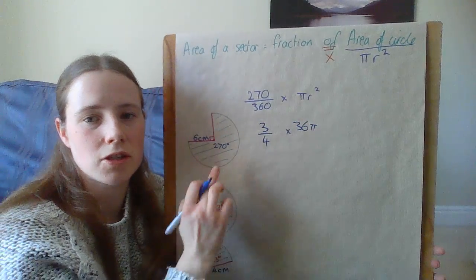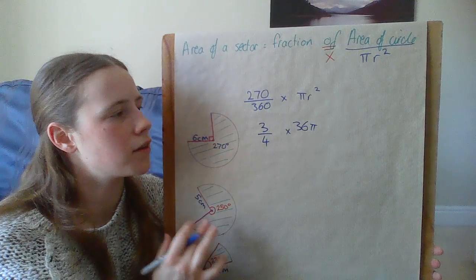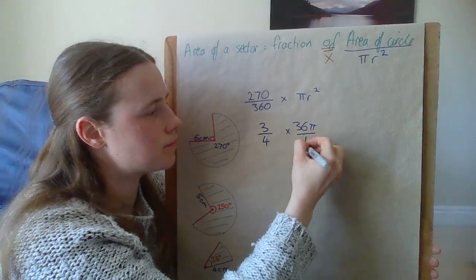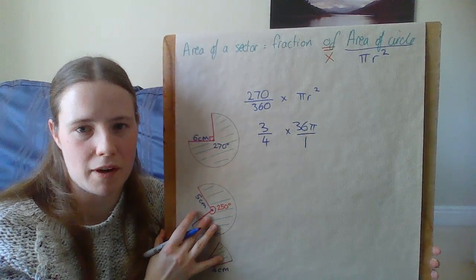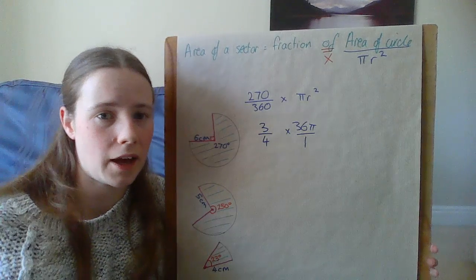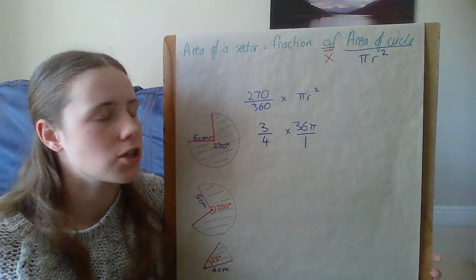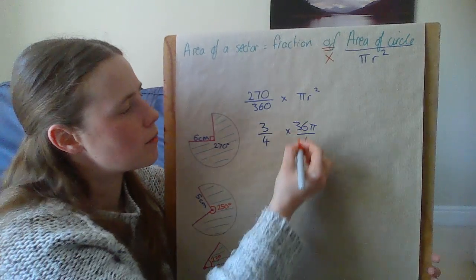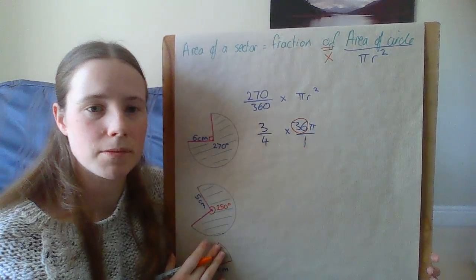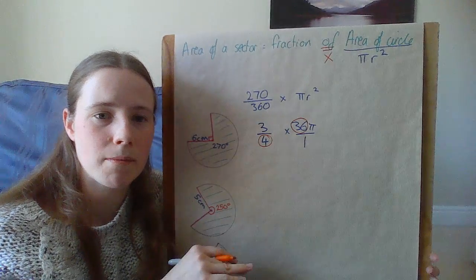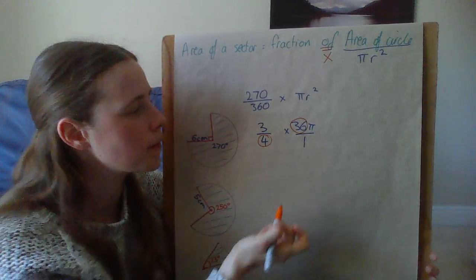Now, my suggestion for timesing these together would be to write the 36 pi as 36 pi over 1. So we've got a fraction times a fraction. And I'm now going to use a multiplying fraction skill that, again, hopefully you've already seen, which is cross-simplifying. I notice, looking at this, that my 36 can be divided by 4, and so can this on the bottom. So something from the top and something from the bottom that can both be divided.